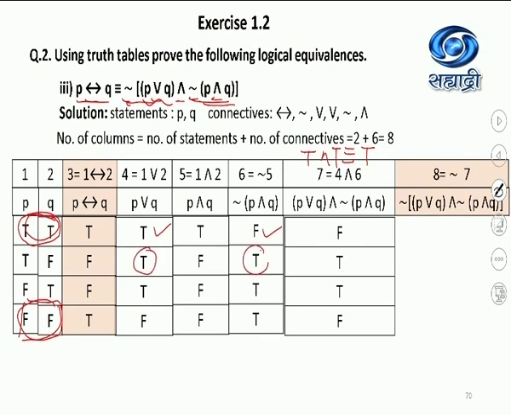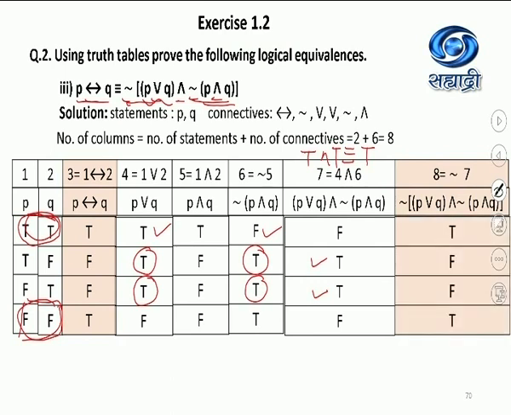Only this combination is T and T. This T and T combination gives you T. Rest all are F. And the 8th column is for the entire right hand side after the equivalent sign. So it is the negation of column 7, that is TFFT. Now left hand side is denoted in column 3 and right hand side statement is in column 8.